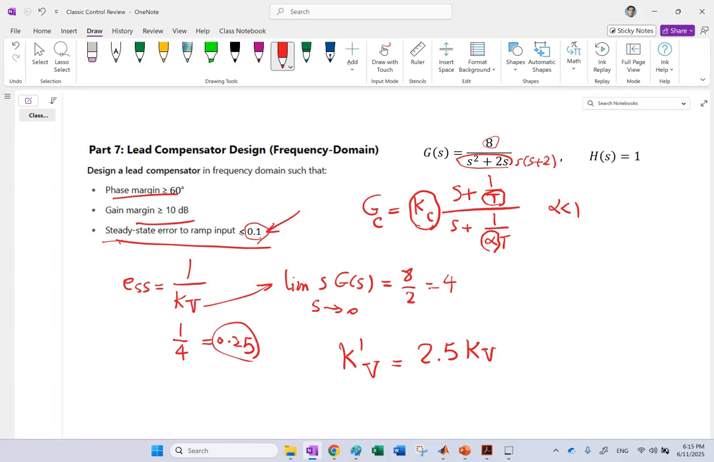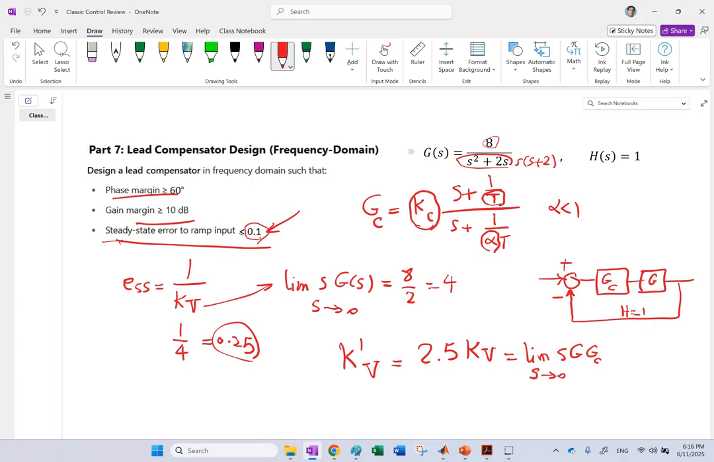And where does that come from? Well, in the new system, it is going to be the limit of s times what? Now your Gc is going to go behind G, so your system is going to be like this. You have your compensator, you have your plant, and then you have the closed loop, right? And H here is still 1. So here, your open loop transfer function is G times Gc, because again, H is 1, so it is going to be like this when s goes to 0.